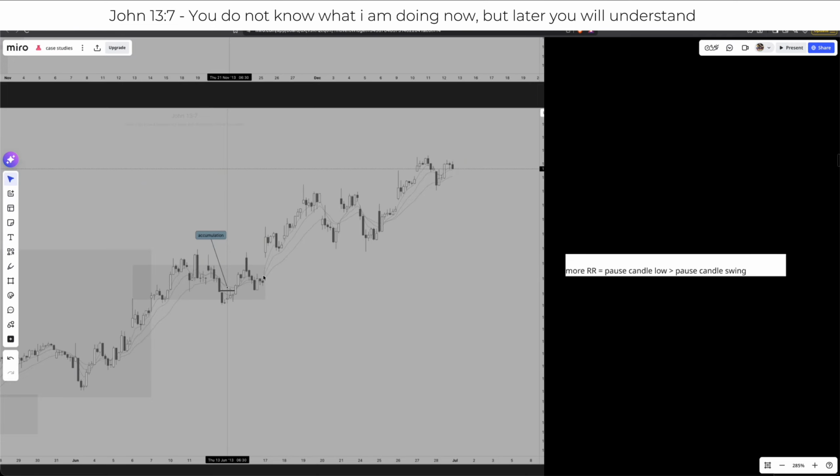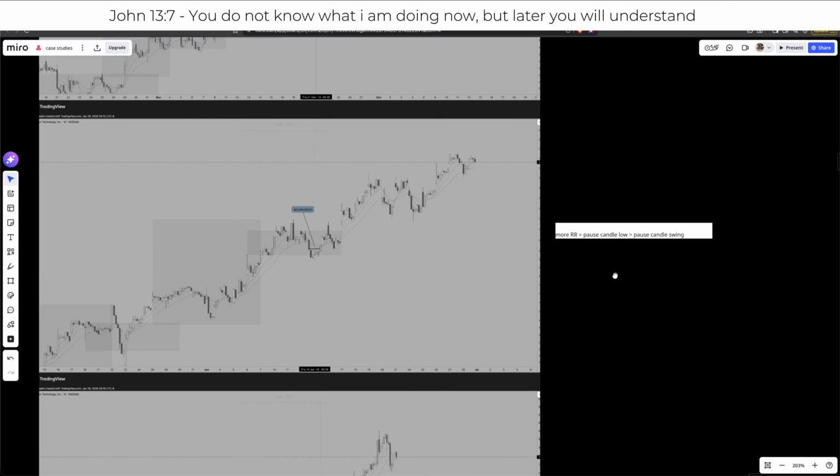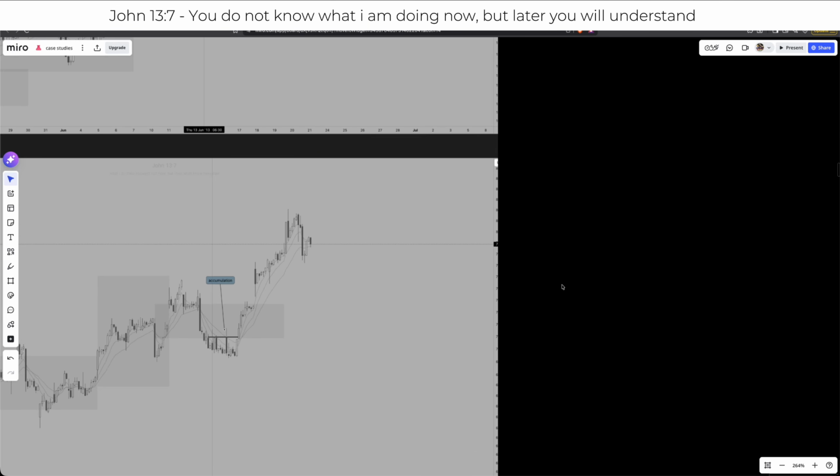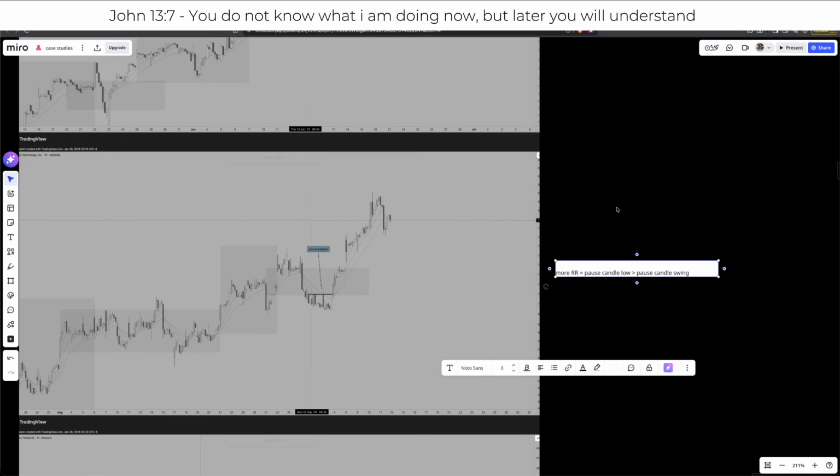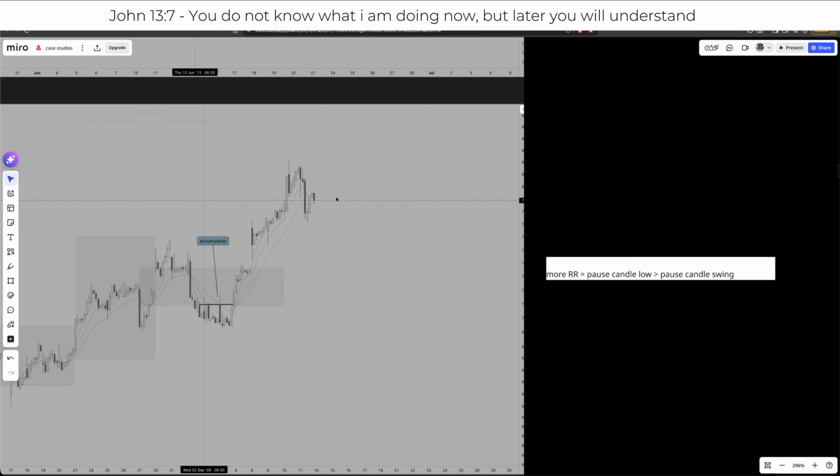So if I went with the pause candle low, I'd get a lot more RR than the pause candle swing right here. See, this is where I wish I took a little bit more consideration of the actual price action and took more of this stuff in there, but you know, what can we do about it?